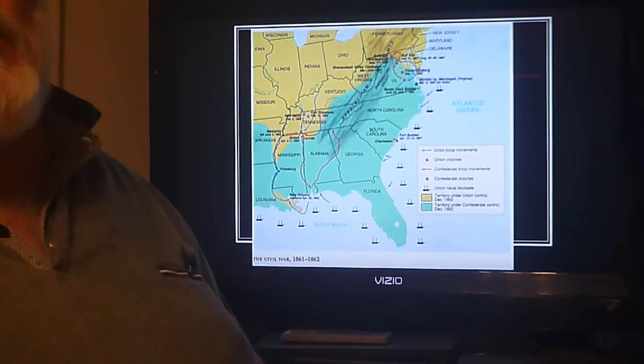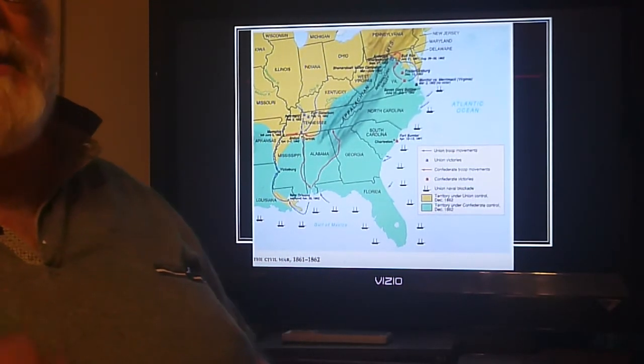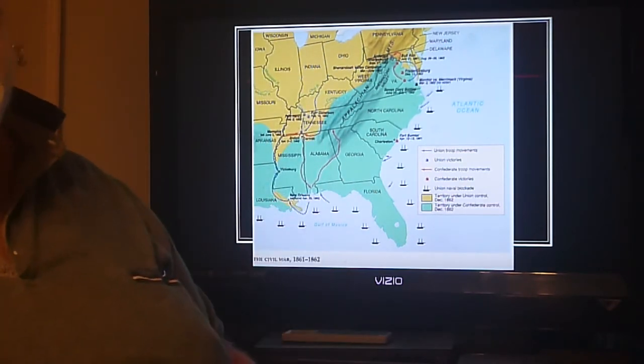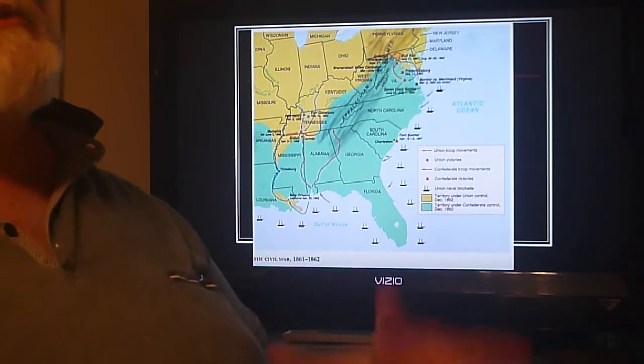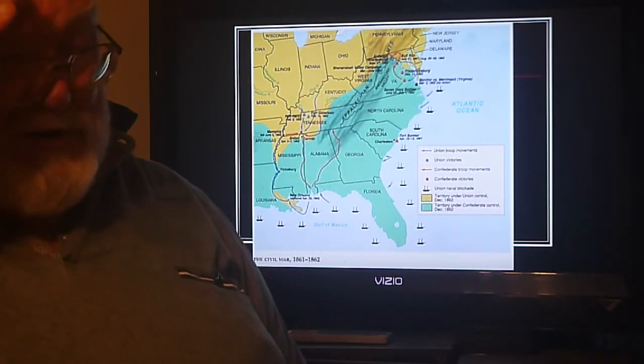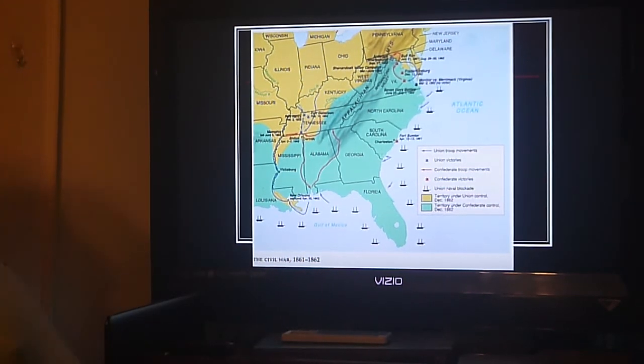It attacks American shipping, the supplies that are being brought from other countries to the Union Army. It will attack those ships and seize the cargoes in order to keep the Americans, the Northerners, from getting their supplies. The Alabama will wreak havoc.